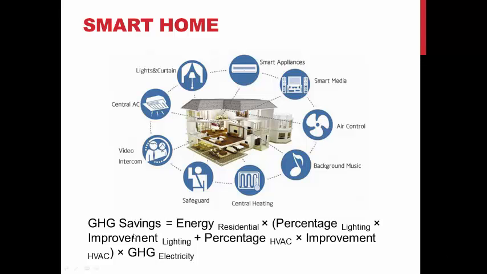As you can see from the equation here, we're looking at the potential for energy savings as a function of what the energy use is in the residential sector, what percentage comes from lighting and what the potential improvement within lighting is, and then what the percentage within HVAC and the potential improvement with HVAC is. And then there's some emissions factor, which I mentioned at the beginning, that we can talk about at the end as well. A couple of points I'll make on this approach. One, based on this cartoon image here, there are several other kinds of things we could consider.